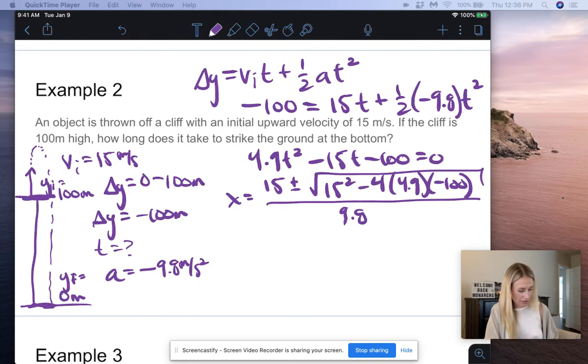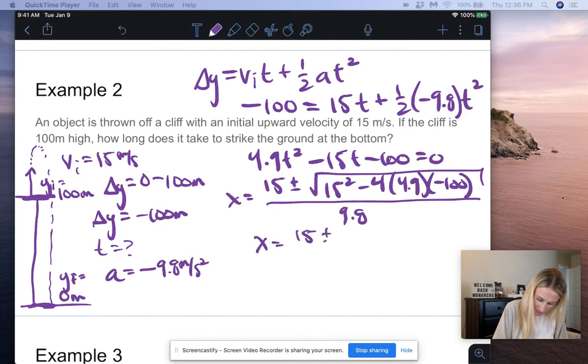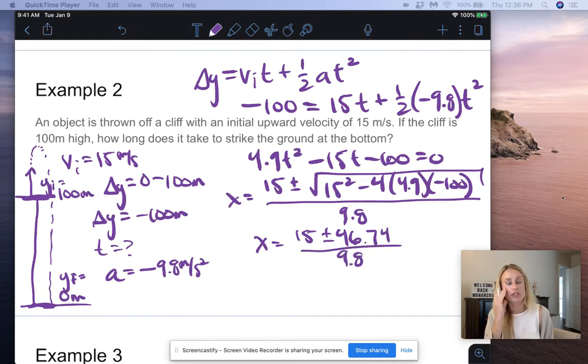So I like to do under the square root first, so 15 squared. And then I'm going to add 4 times 4.9 times 100, because that negative and the negative ends up being positive. So I end up getting 2,185 under the square root. I take the square root of that and I get 15 plus or minus 46.74 over 9.8.